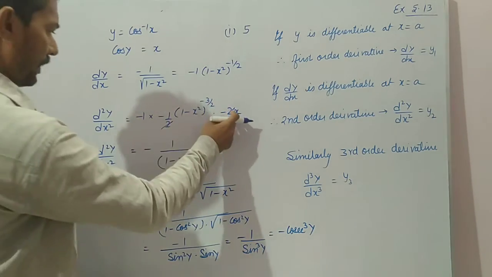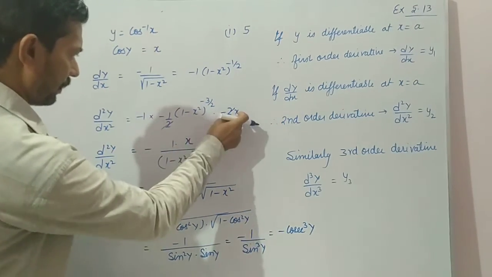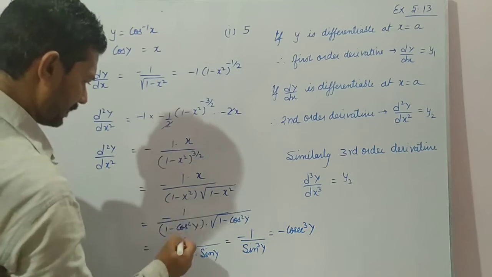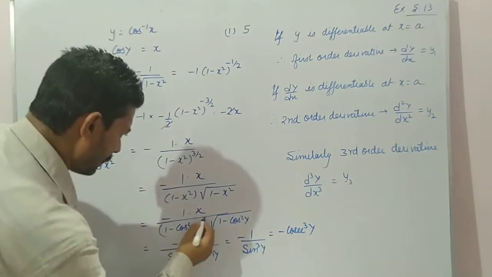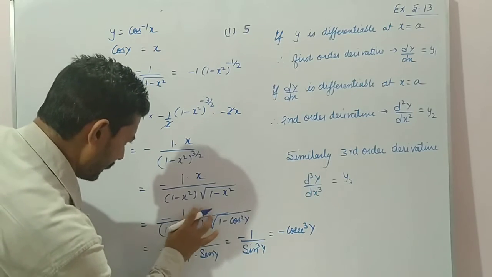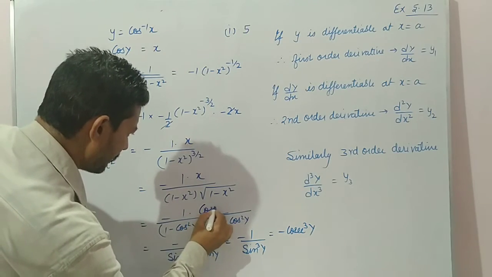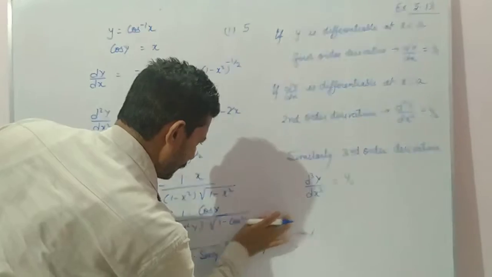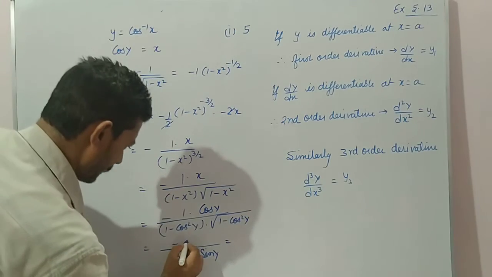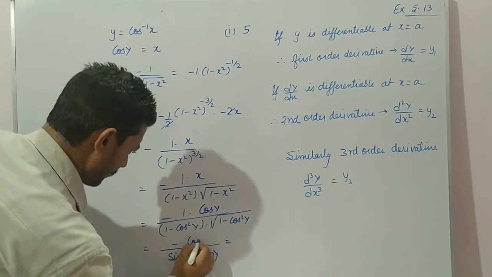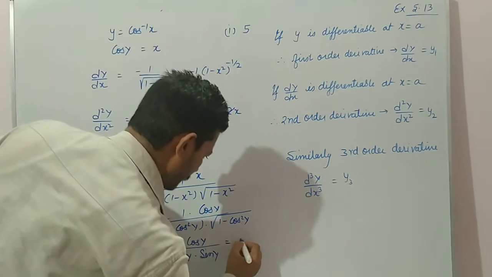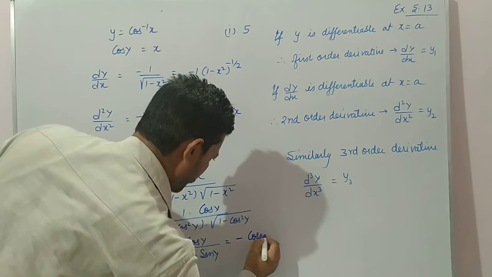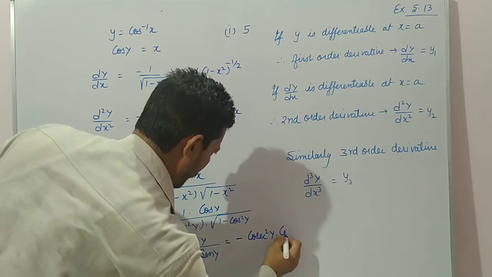Here 1 x is also left here. Just 1 x, I forgot here. 1 x is there. So this is x. So x is what? Cos y. You can write here also cos y. So cos y by sin y, that is cot y. So this is minus cosec square y into cot y.